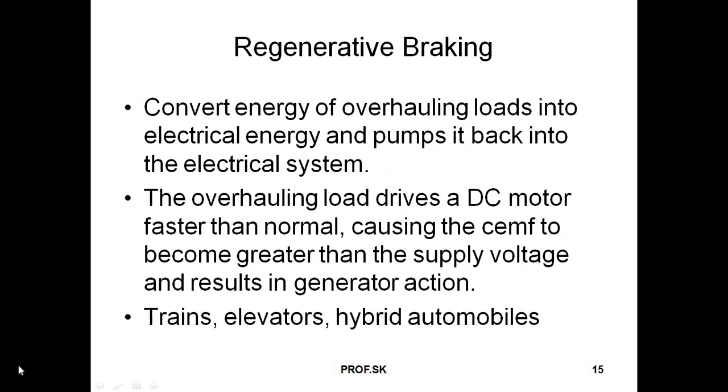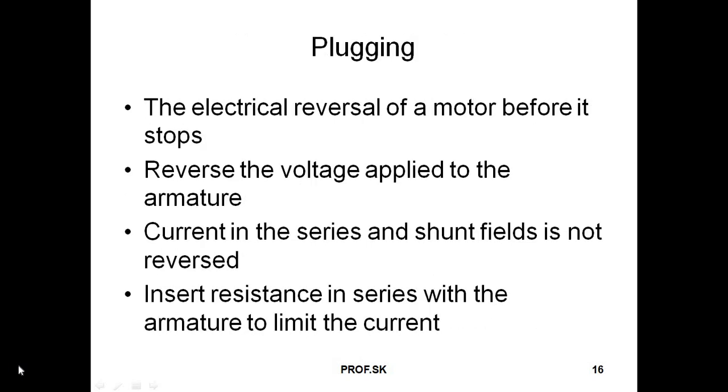Regenerative braking. Convert the energy of an overhauling load into electrical energy and pump it back into the electrical system. The overhauling load drives a DC motor faster than normal, causing the EMF to become greater than the supply voltage and resulting in generator action. Examples: trains, elevators, hybrid automobiles.